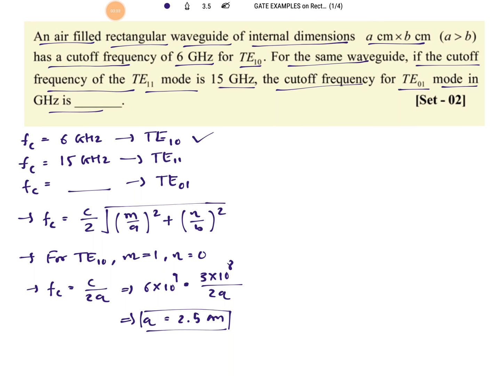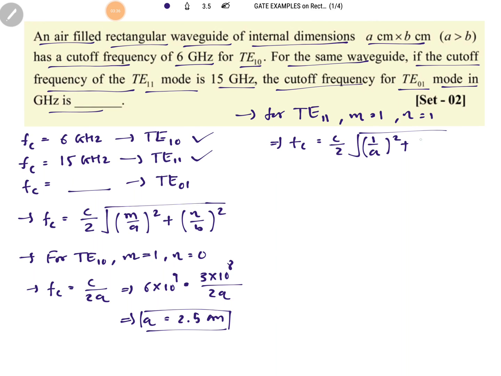Now let us substitute in the fc formula for the second case. If we consider the second case for TE11 mode, we have m equal to 1 and n equal to 1. In that case, substituting in this basic formula, we have fc equal to c by 2 into square root of 1 by a whole square plus 1 by b whole square.